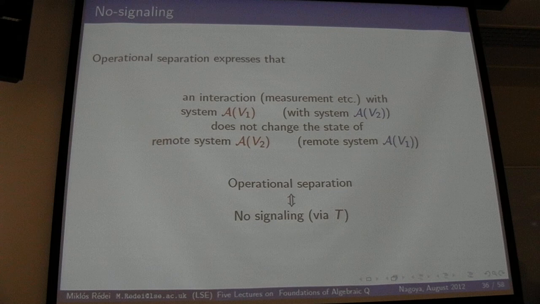This operational separateness is a kind of no-signal requirement via the operation T. It means that an interaction or measurement operation with system AV1 or with AV2 does not change the state of the remote system AV2 or the remote system AV1. So this is the abstract formulation of no signaling via an operation.